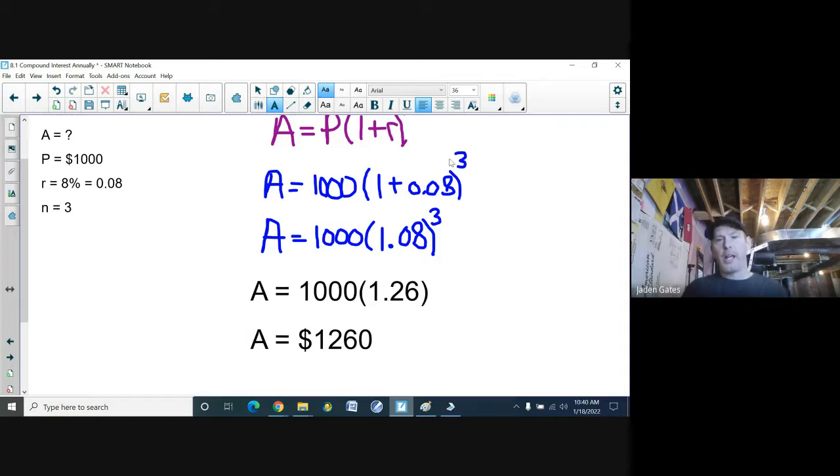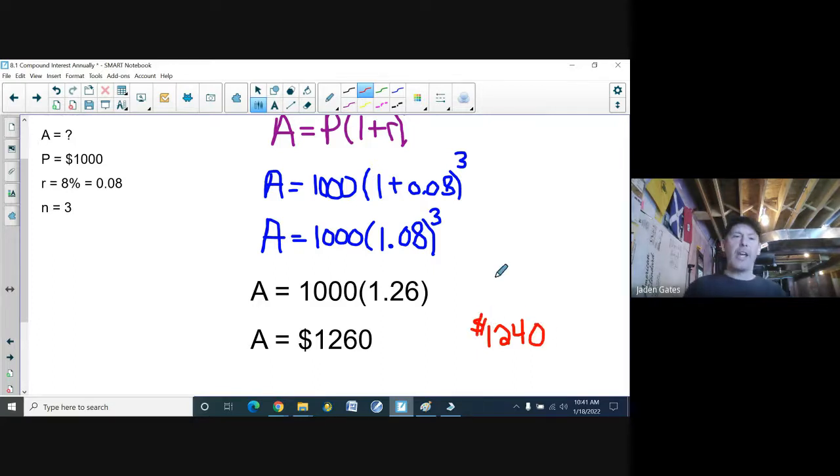$1,260. Now, in simple interest, it's a very small difference, but there is a difference because in simple interest, if you recall, our final amount was $1,240. But because this is compound interest and interest is charged on interest, you make a little bit more money because we're investing this time. Of course, you're going to pay more money if you are borrowing. All right, so let's try a couple more of those.